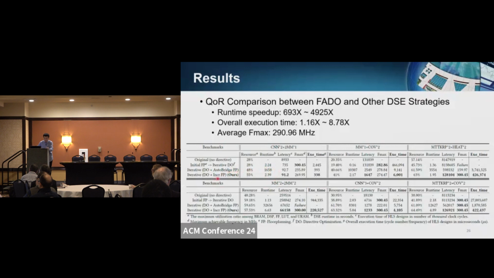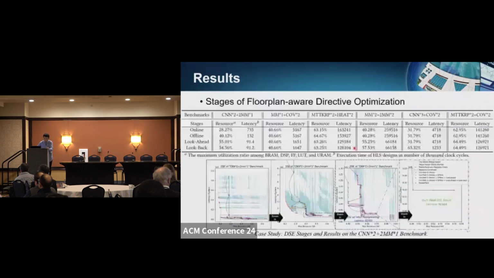The last row is FADO's performance using our incremental floor planner. Without loss in the timing quality, we outperform previous solutions in both the overall workload execution time and the DSE runtime. Well, to show the convergence of our framework, we here present the DSE result with different optimization stages.